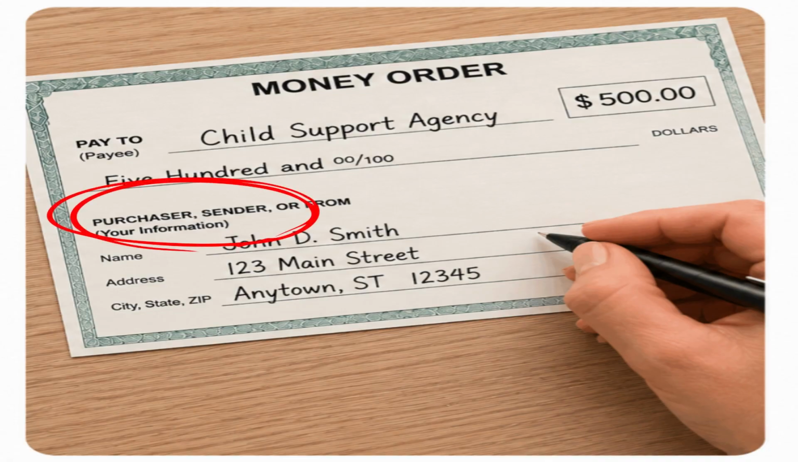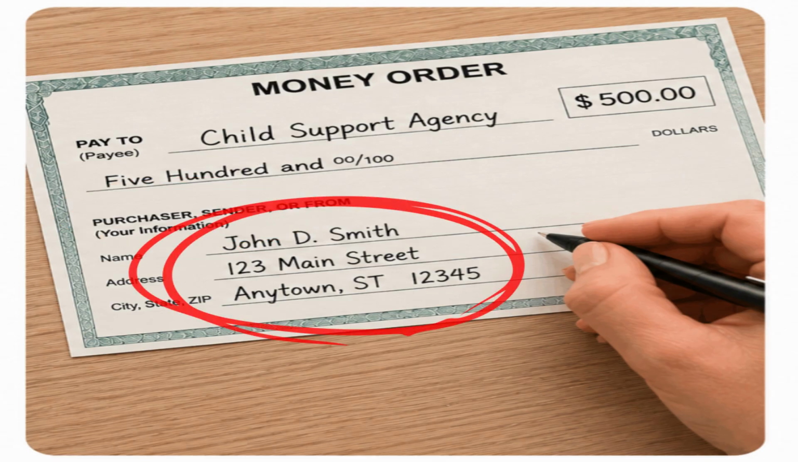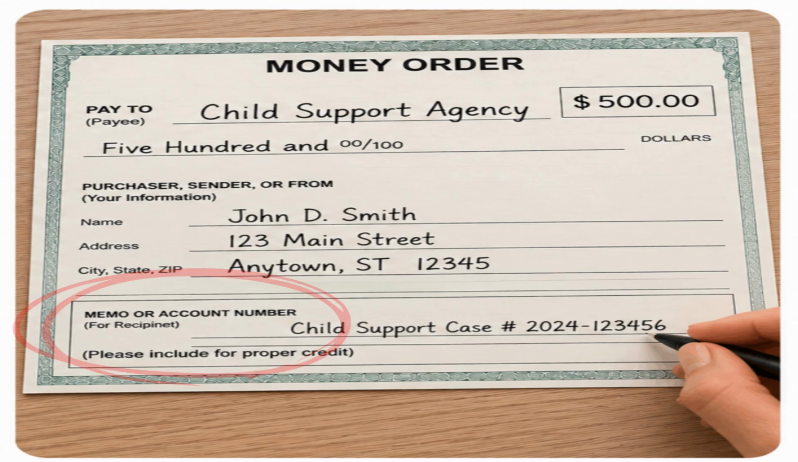Next, fill in your information in the Purchaser, Sender, or From section. This usually includes your full name and address. After that, look for the Memo or Account Number section on the money order. Here, write your child support case number, reference number, or any information required by the Child Support Office. This step is important because it helps ensure the payment is applied to the correct account.